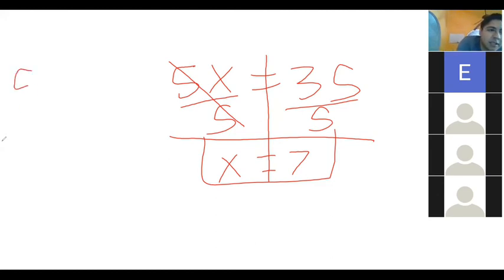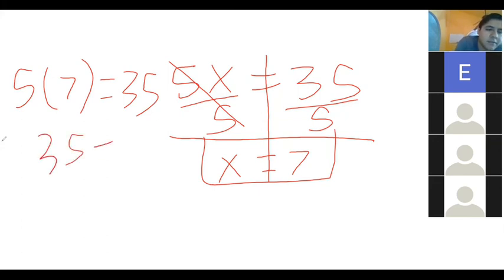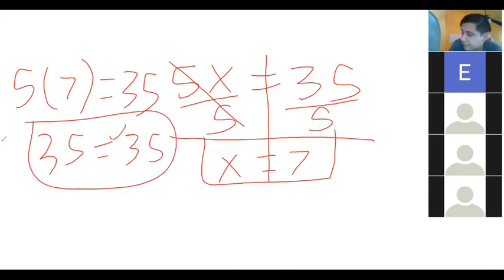So let's say I plug in 7 for my x. So on the left side, we have 35. On the right side, we also have 35. So that's correct.